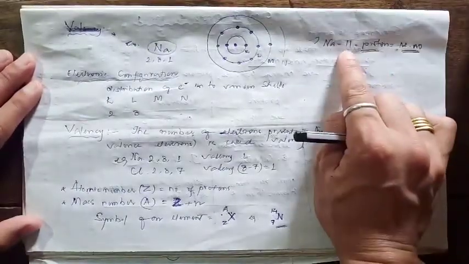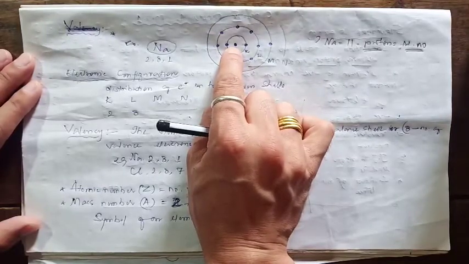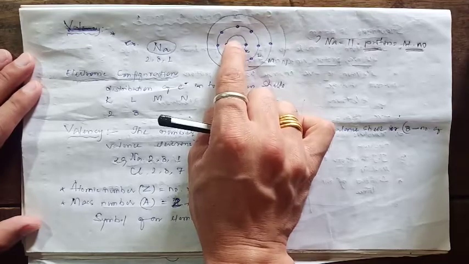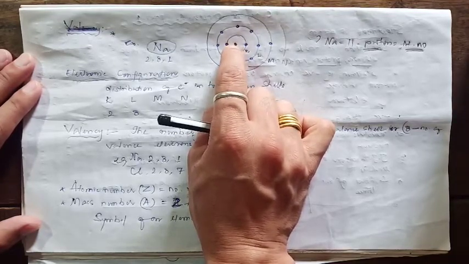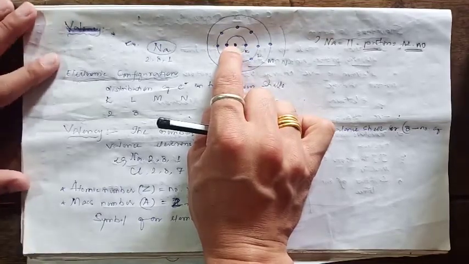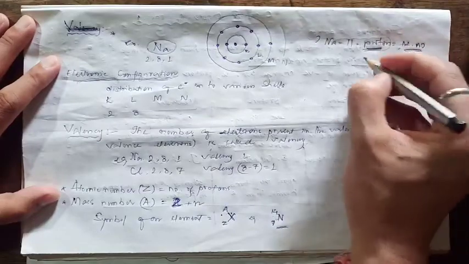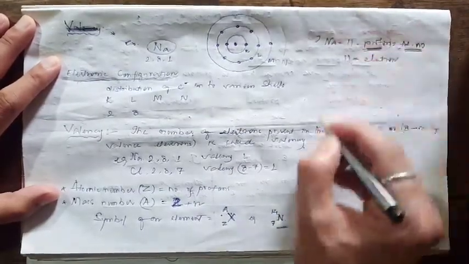So how many protons are there in the nucleus? This is the nucleus where the protons will be. So we will have 11 protons of sodium present here in the nucleus. So almost the same number of neutrons will be present here in the nucleus. Protons, as you know, are positively charged particles. So electrons will also be 11 in number.